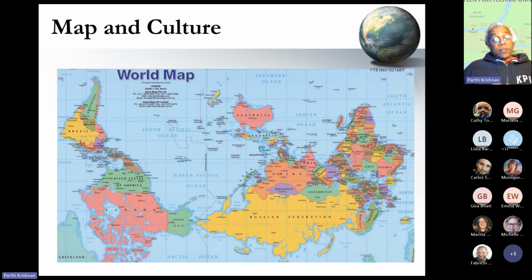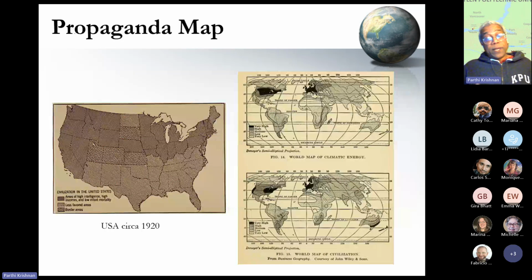So there is essentially no one right way or wrong way to show a map. It is based on the purpose and the cultural norms that dictate how a map should be done, which then leads to situations where a map can be massaged or manipulated to produce what we can call a propaganda map.